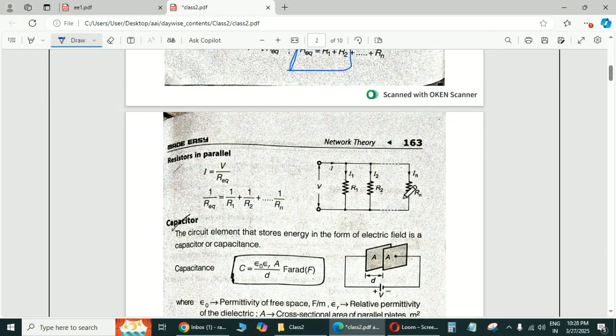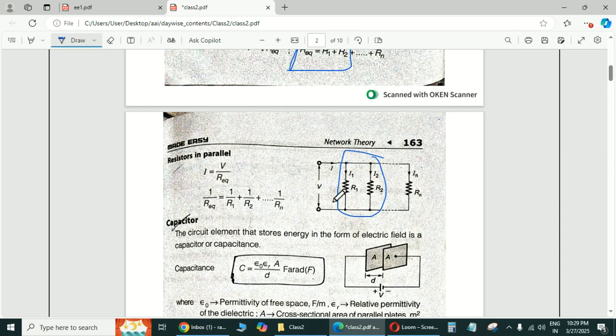Similarly, if two resistors R1 and R2 are in parallel, how to analyze that? Suppose the upper end of R1 is connected to the upper end of R2, and the lower end of R1 is connected to the lower end of R2. If both ends are connected to each other, then this type of connection is called parallel connection. And in parallel connection, voltage will be the same across both resistors and current will be different.